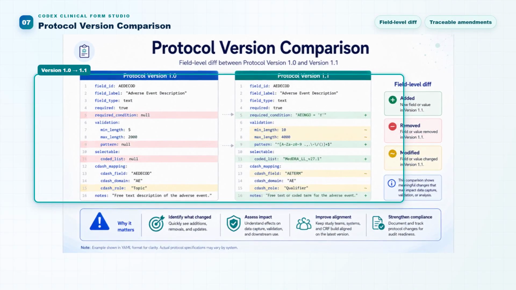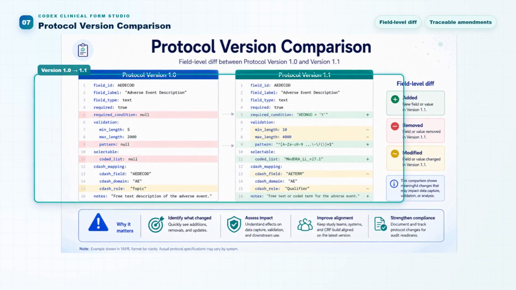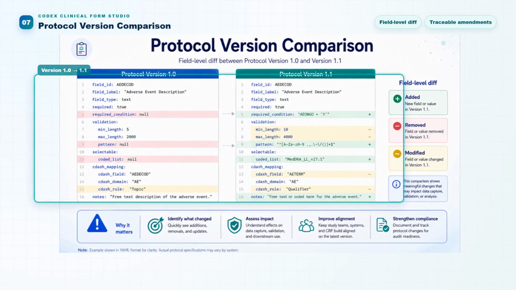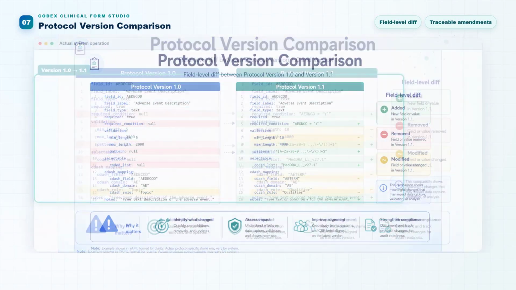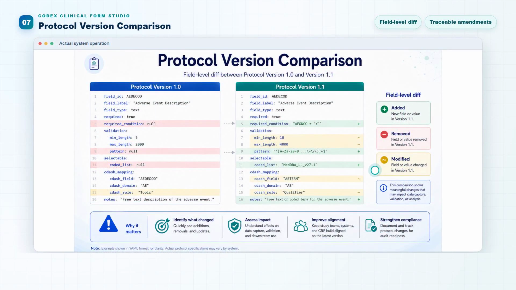When a new protocol version arrives, the version comparison skill compares both YAML specifications. It identifies added, removed, and modified fields, including required conditions, validation rules, options, and CDASH mappings. This creates a traceable record of each amendment.